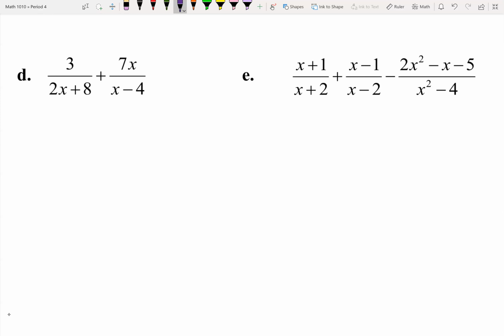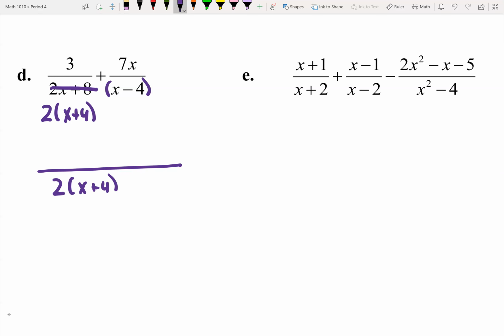Now, it looks different. We have binomials now instead of monomials. So up above, it said on step 1, factor all the denominators. Okay, so the first denominator, I'm going to take out a 2, and I'm left with x plus 4. The second denominator is already factored. There's nothing to do. So on the bottom, I have to have a 2 because of that 2 right there. How many x plus 4s do I need? Somebody tell me. 1. Just 1. How many x minus 4s do I need? 1. Just 1.